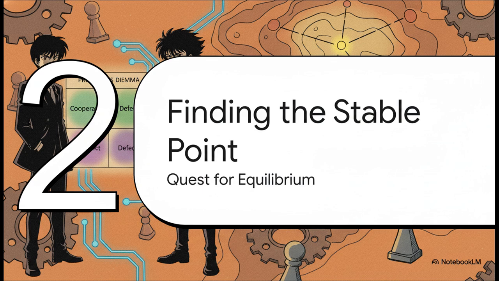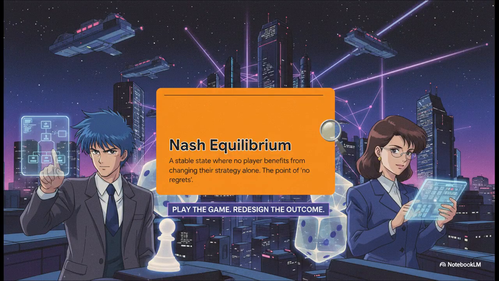So now that we have the building blocks, we can get to the main goal of game theory, which is trying to predict the final outcome. And the way we do that is by finding a point of stability, an equilibrium, where the game is most likely to settle down. This stable point has a famous name, the Nash Equilibrium, named for the brilliant mathematician John Nash. The best way to think about it is as the point of no regrets. Once all the players have made their moves and landed in a Nash Equilibrium, nobody can look back and say, man, I wish I'd done something different. Given what everyone else did, they each made the absolute best move for themselves.